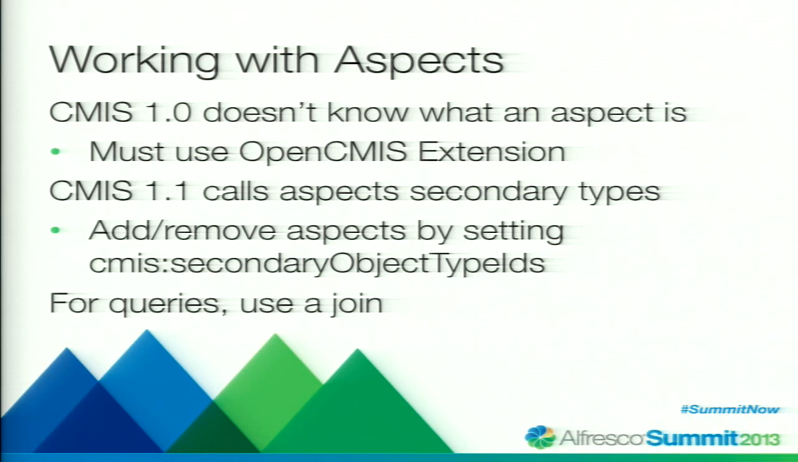So that means if you're using 1.1, which we now support in 4.2d and higher, 4.2 community d or higher, you can add and remove aspects by changing a multi-value property called CMIS secondary object type IDs. I'll show you how this works in a minute. So we're getting there with aspect support, finally, after like 3 or 4 years. But it took the spec change to take care of that for us. So that's great. Now, if you need to do a select query that brings back aspect-defined properties, you have to use a join. And in two or three slides, I'll show you what that join looks like.